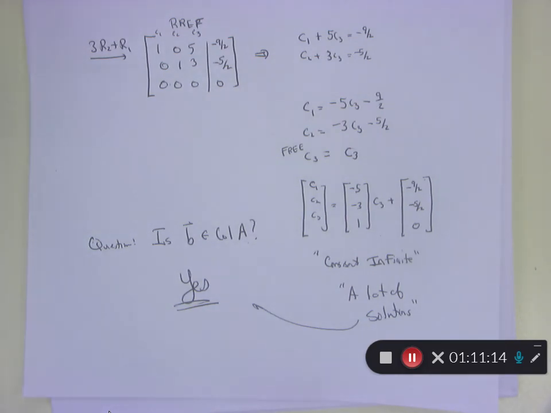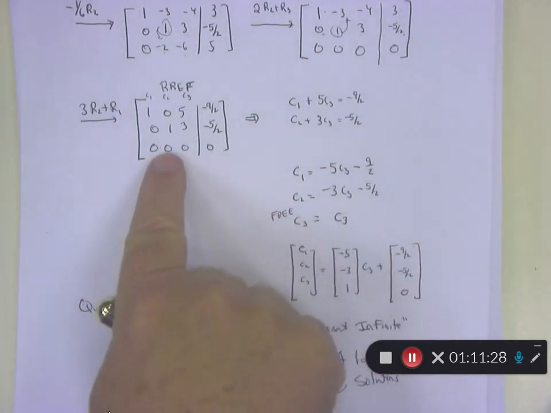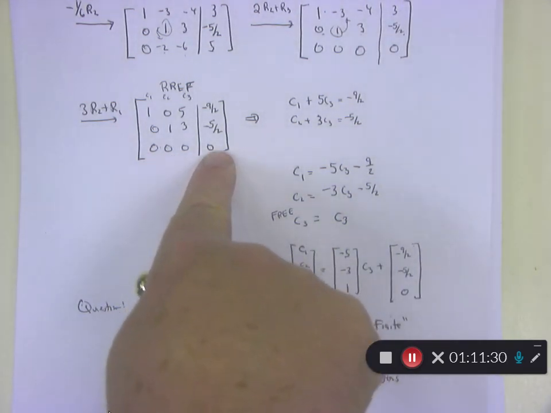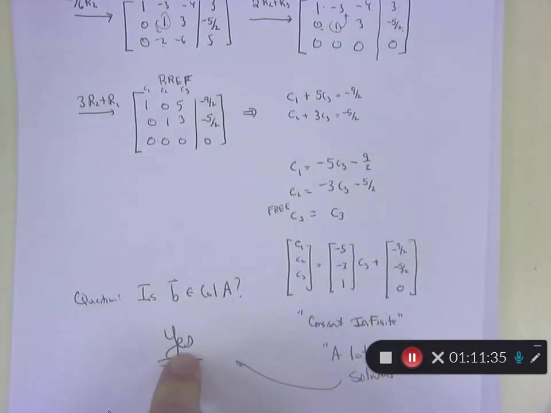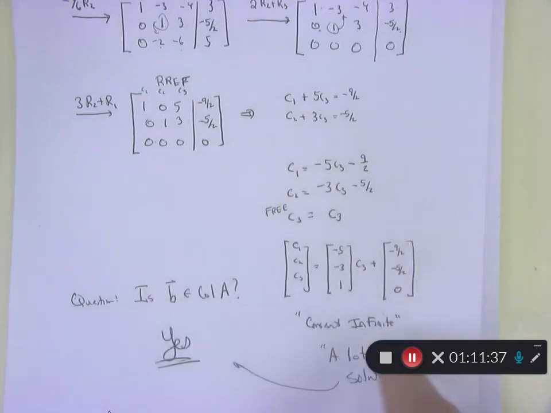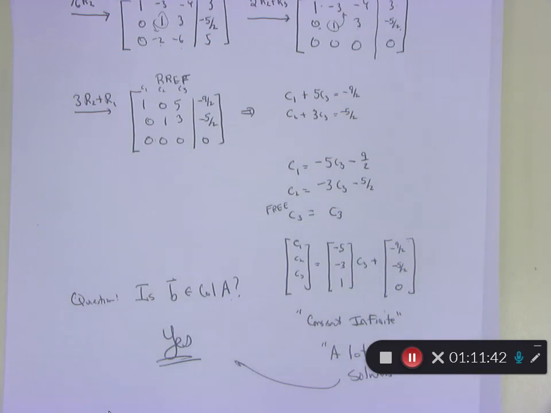So here, let's go with that. When would it not be in the column space of A? What would you expect to see on this matrix that we're doing here? And what is inconsistent going to look like? Over here, 0, 0, 0, something that's not 0. That's when it's not going to be. So you can look at this thing and go, oh, this is not an inconsistent case. Consistent infinite or consistent unique means yes. Inconsistent is the only time it's not going to be an element. Does that make sense? Cool.